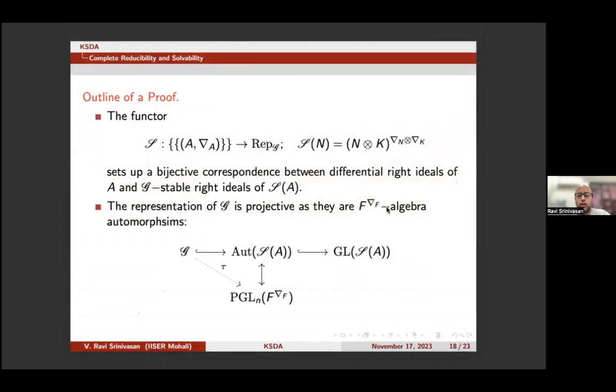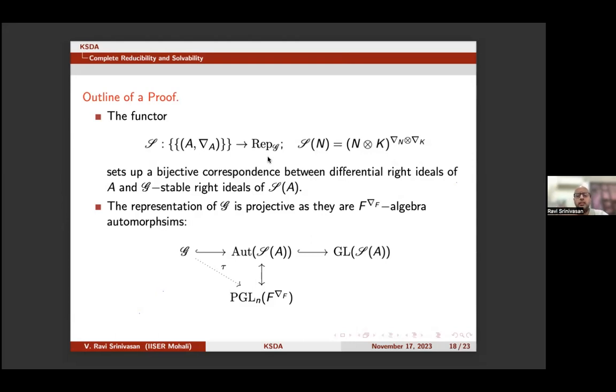So the proof, I will outline the proof. Basically, you have this functor from the Tannakian category generated by A nabla A to the category of representations of the algebraic group. The first step is to show that since A is a central simple algebra, the differential ideals of A will be in one-to-one correspondence with G-stable right ideals of this quantity, the S of n.